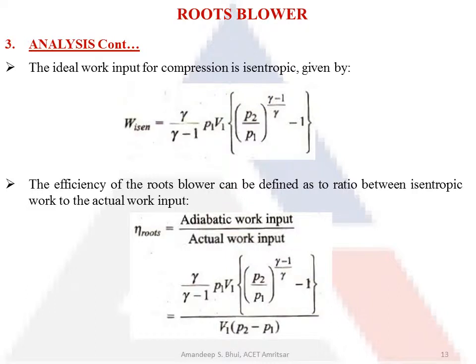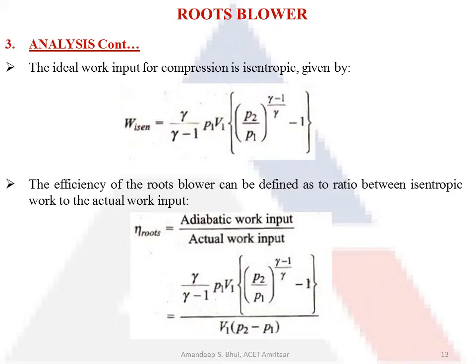Here if we consider an isentropic compression of air, in that case the work expression is given by gamma upon gamma minus 1 into P1 V1, and in the brackets we have P2 upon P1 to the power gamma minus 1 by gamma, minus 1. So this is the isentropic work done, or the ideal work done.